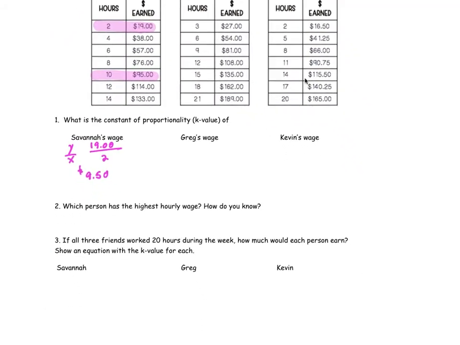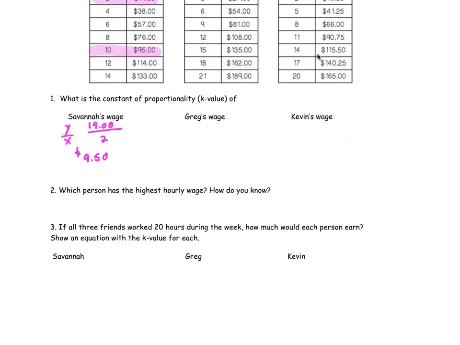So our next question asks, which person has the highest hourly wage? So I'm going to leave that question to you. You're going to have to figure out what Greg's wage and Kevin's wage is, and then answer that question. The third question says, if all 3 friends worked 20 hours during the week, how much would each person earn? Show an equation with the k value for each.